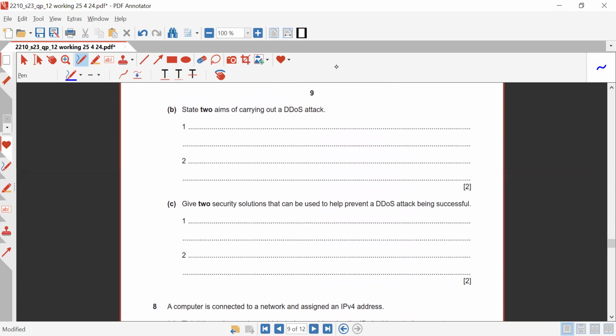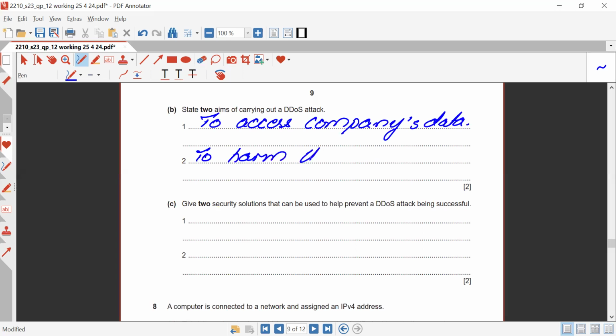Okay. Now they are saying state two aims of carrying out a DDoS. Do remember that the major aim of carrying out any sort of malware is to access your personal details. But over here it's a server, so you can say to access company's data, and to harm the reputation of a company.